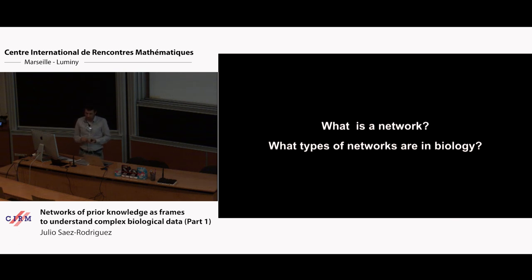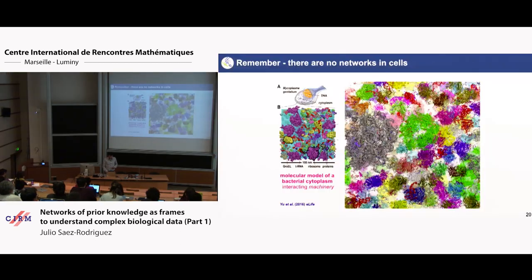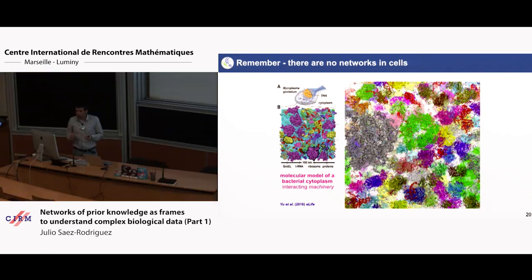And also very important, there is not a network in the cell. So if you open up a cell with a microscope, don't expect to see nodes and edges. A cell is a mess, okay? It's molecules in kind of a soup, or maybe with some structure, some organelles and so on, but it looks like this. So there is no network. A network is an abstraction we do computationally to understand, interpret or visualize what happens in the cell and the data. But don't forget that, this is very important.